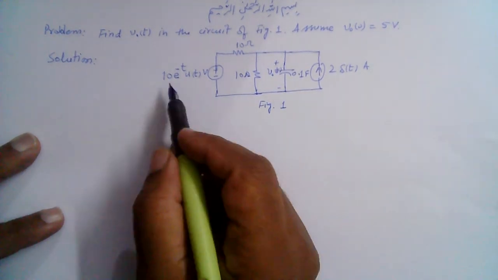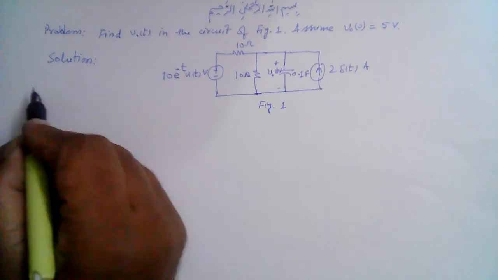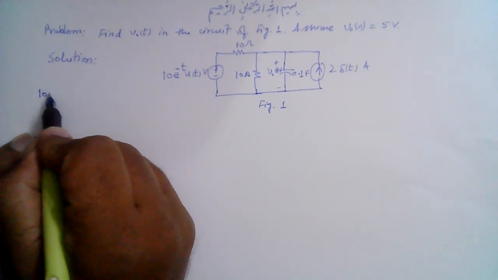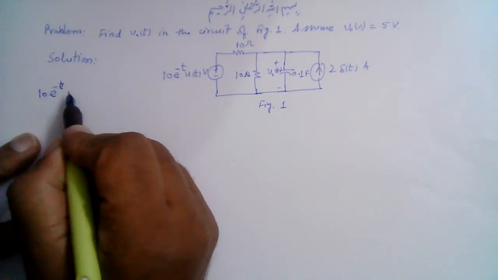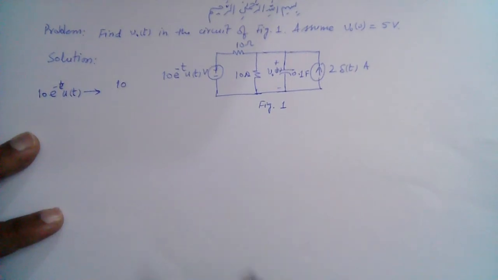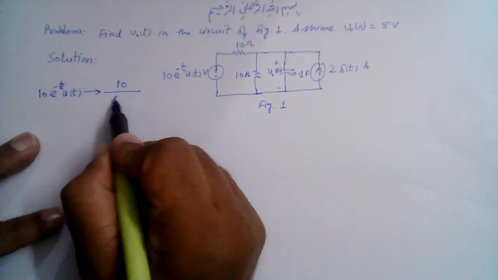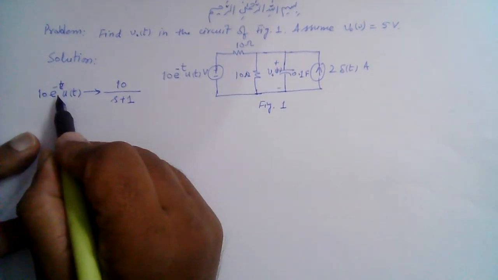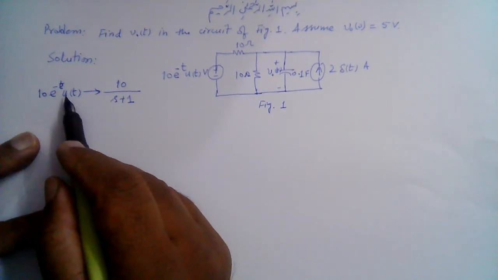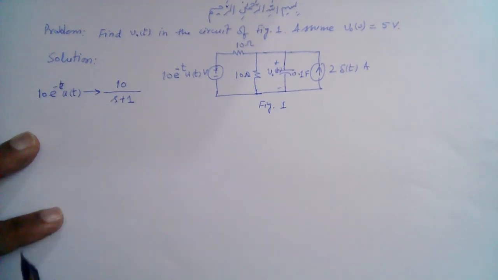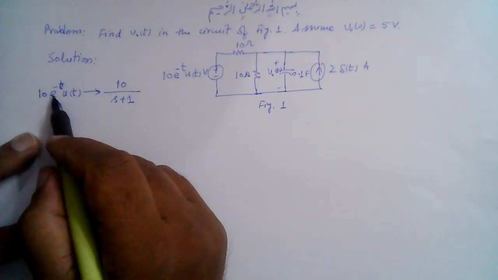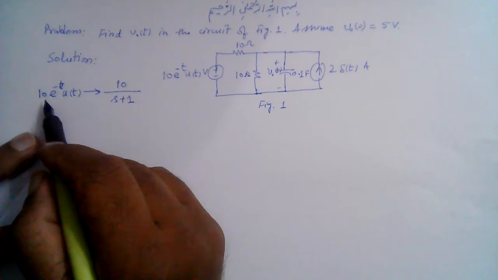So when we transform the circuit to the frequency domain, we begin with this voltage source. The Laplace transform of the 10 e raised power minus t u of t will be 10 over s plus 1, right? The Laplace transform of e raised power minus at is equal to 1 over s plus a. So the Laplace transform of 10 e raised power minus t u of t is equal to 10 over s plus 1. And this u of t just signifies that this function starts at time t0. Before time t0, this is 0.